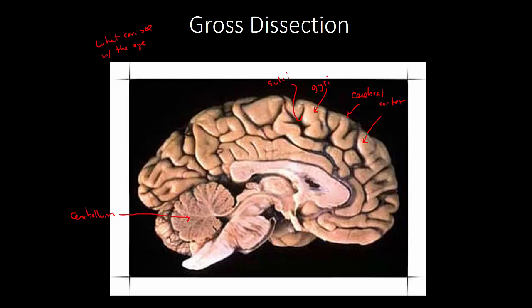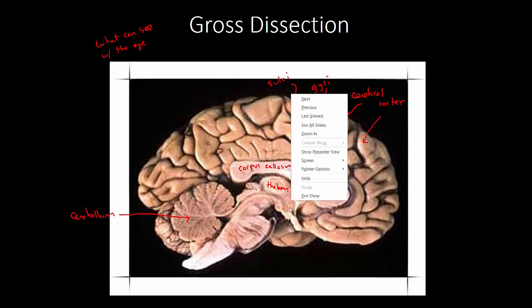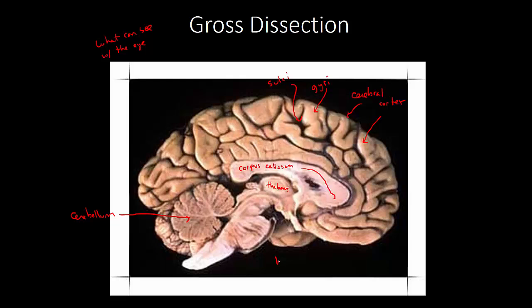You can see white matter here versus all around it, which is a little grayish. So the white matter would be bundles of axons. The gray matter would be cell bodies. Here we have the corpus callosum. In the mid-sagittal section, that's usually the most prominent feature. Here we'll have the thalamus. Here we'll have the hypothalamus. Hypo means below.